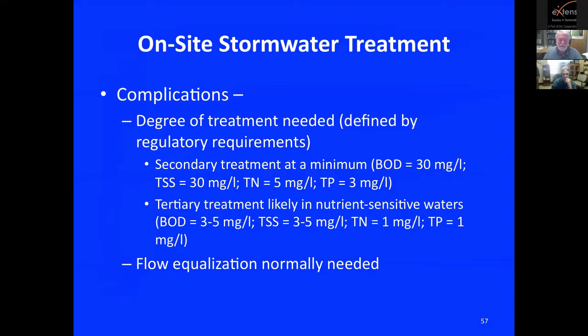And we try to do flow equalization of some sort. That's a structure where the flow is going to, your input ebbs and flows, but you want the flow through the treatment sections to be fairly constant. That can be as simple as a standpipe in a pond that will only let so much water through.